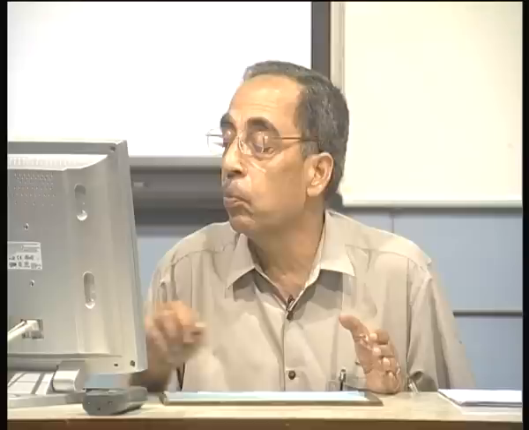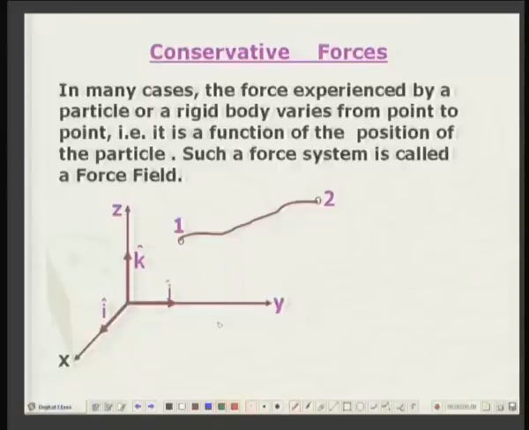Now, to define conservative forces, let us say a particle is moving in a force field, and this field is described with the help of a rectangular Cartesian coordinate system, x, y, z. i, j, k are the unit vectors along these coordinate axes. Now, the particle is starting from point 1 and it is traveling along any path to point 2.